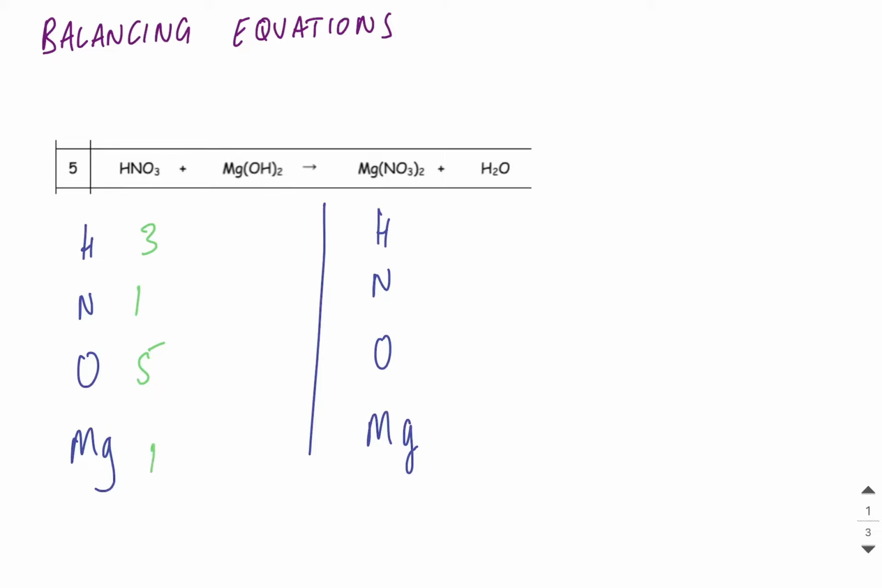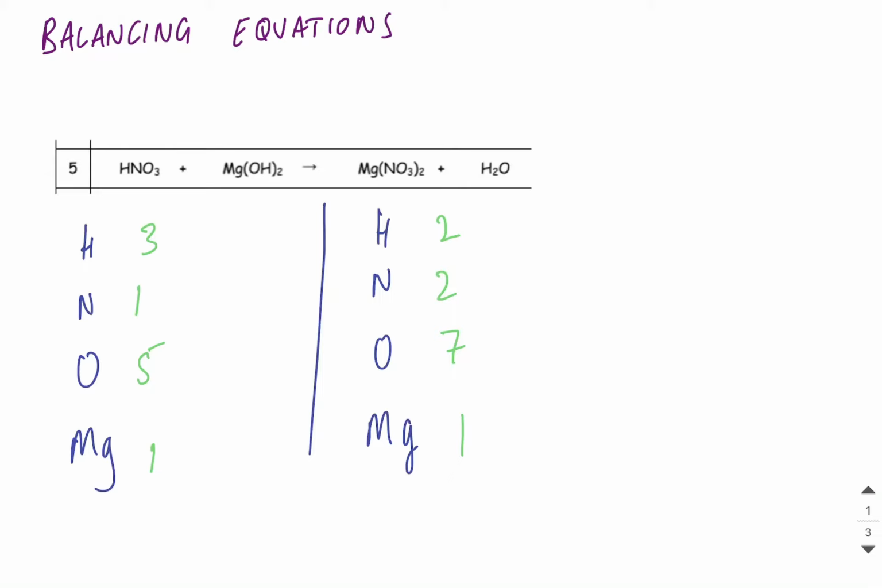On this side we have got 2 hydrogens, we've got 2 nitrogens, we've got 6, 7 oxygens. See, because there's one on its own there, don't forget that. And we have got 1 magnesium. Right, we can see there are a couple of issues here. We need to have more oxygen on the left, and we need to have more nitrogen on the left. Only way to do that really is to double up the HNO3.